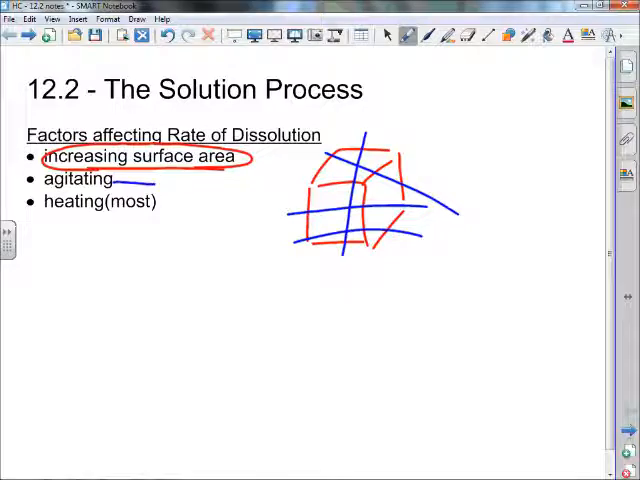Agitating. Well, agitating is just a simple word for stirring. So I guess stir it. You stir it, it'll dissolve faster. And then the last one, and this is true for most substances, you increase the temperature, more of the chemical will dissolve. Now, actually, it's not true in every chemical, but it is true in most chemicals. So three things to make something dissolve faster. Okay, pretty basic. Nothing there that you probably didn't know already.